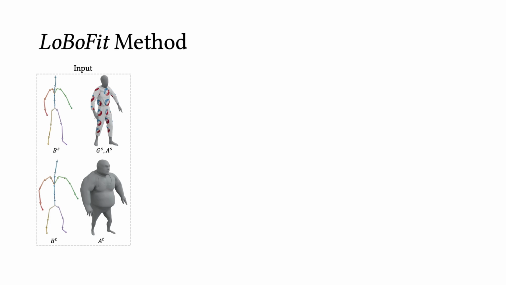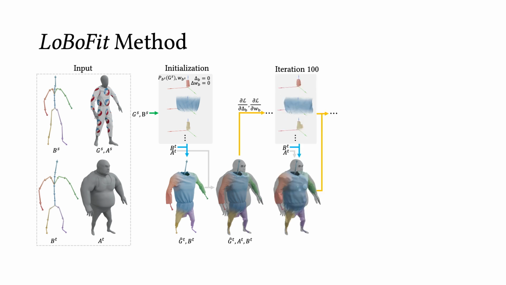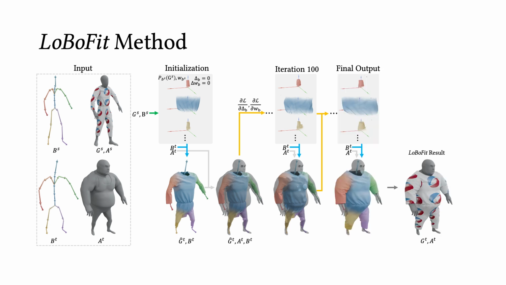We further introduce LoBoFit for garment refitting. It first initializes the garment on the target avatar using the target bones while preserving the semantic garment body correspondences. We then iteratively refine bone local residuals and blending weights to output a clean garment that conforms to the target body while preserving the intended fit and fine wrinkles.